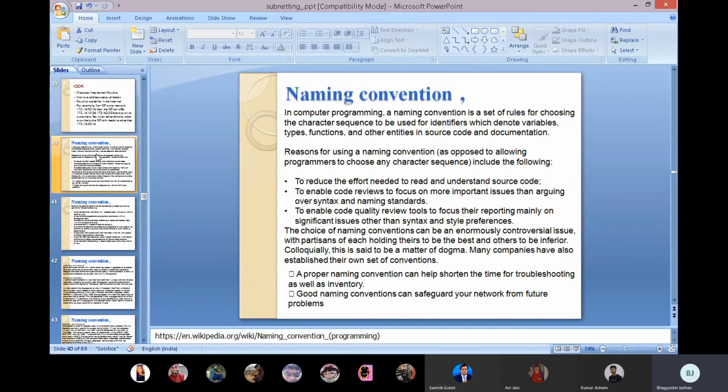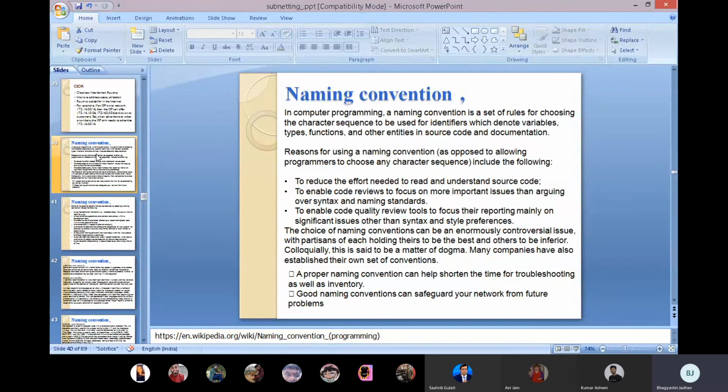In computer programming, a naming convention is a set of rules for choosing the character sequence to be used for identifiers which denote variables, types, functions, and other entities in source code and documentation. Reasons for using a naming convention: to reduce the effort needed to read and understand source code; to enable code review to focus on more important issues than arguing over syntax and naming standards; and to enable code quality review tools to focus their reporting mainly on significant issues other than syntax and style preference.